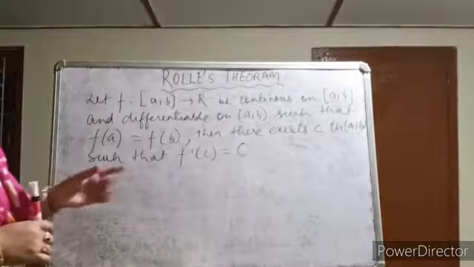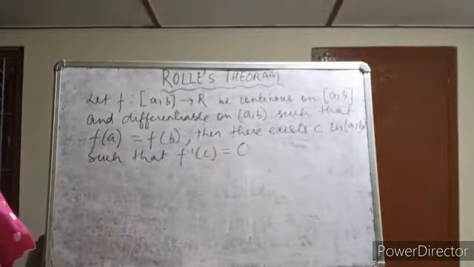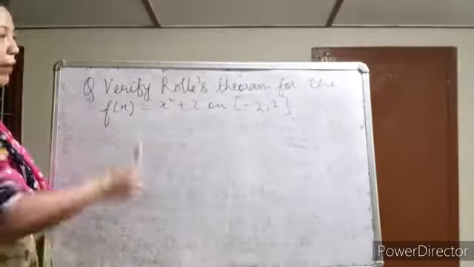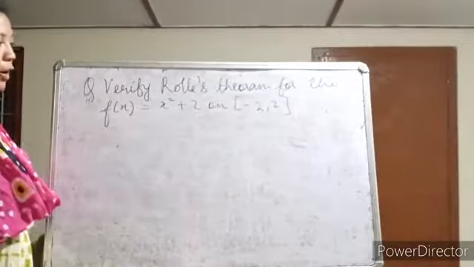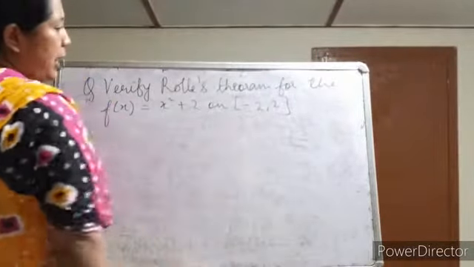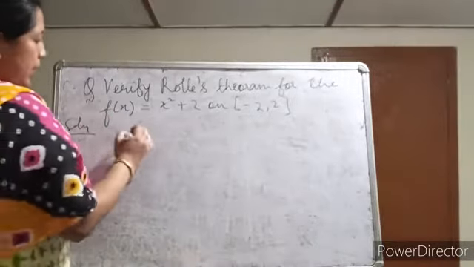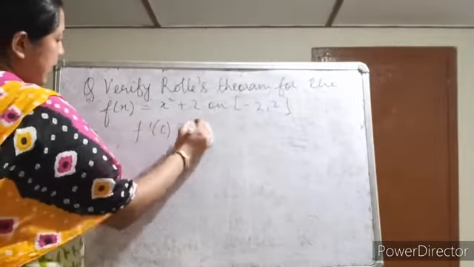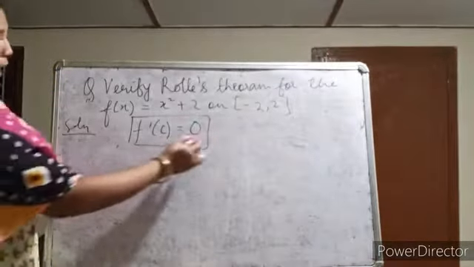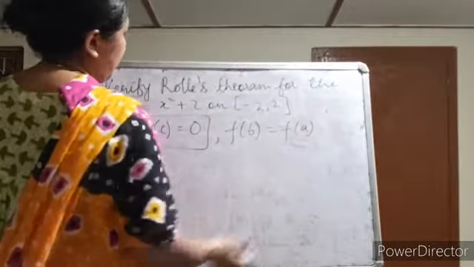Clear? So I will be doing two questions. You try to understand what our Rolle's theorem is. As you can see, I have picked up one question: verify Rolle's theorem for the function x square plus 2 on the interval minus 2 comma 2. The main equation of Rolle's theorem is f dash c is equal to 0, and one more condition is f of b is equal to f of a.